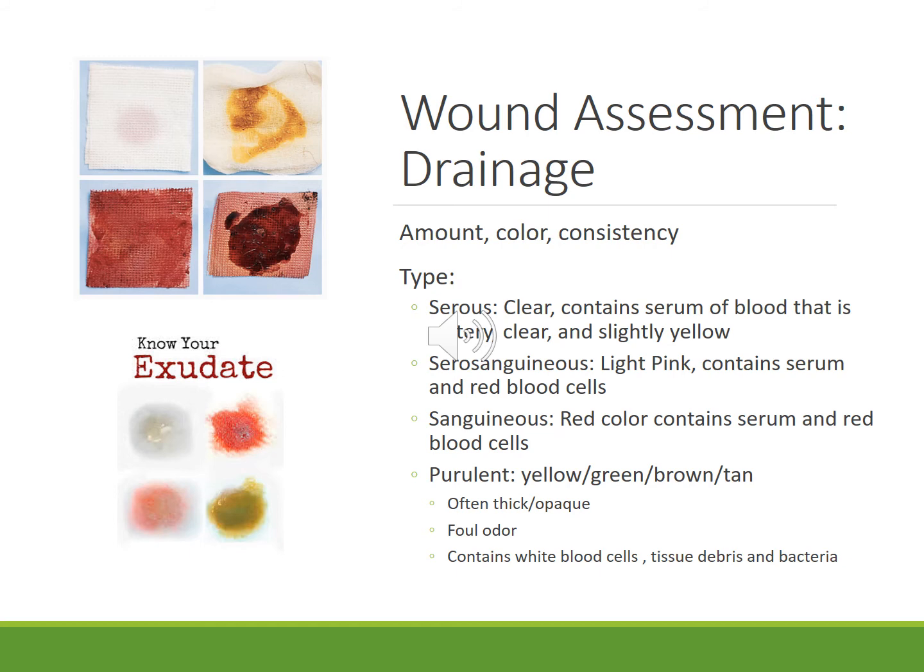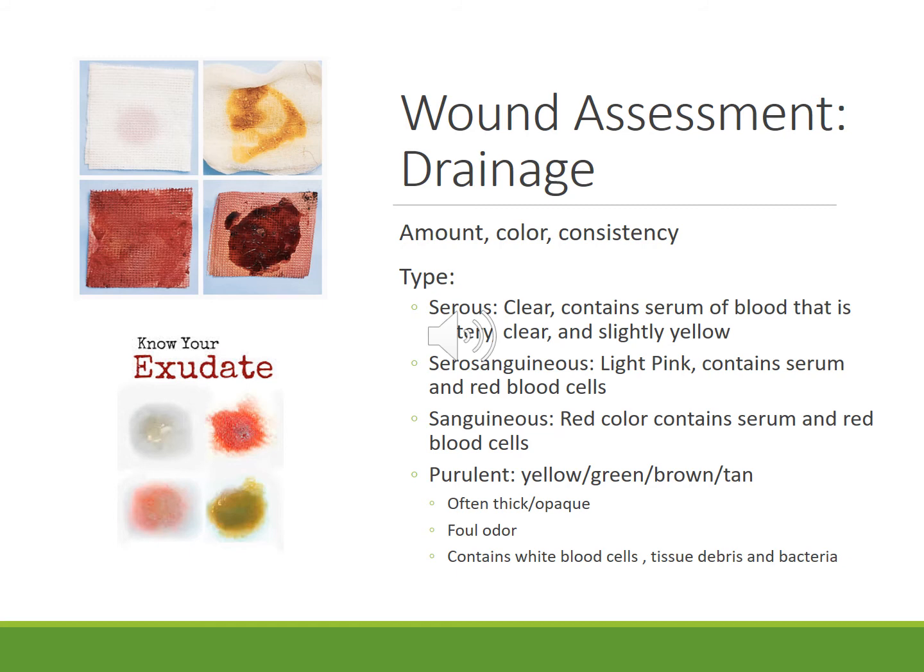If we see what we call serous drainage, this is clear, contains a little serum of blood that is watery clear and could be occasionally slightly yellow. We've put two sets of pictures here, and when looking at these, it's the top left on each of these slides here is what we are considering serous wound drainage.